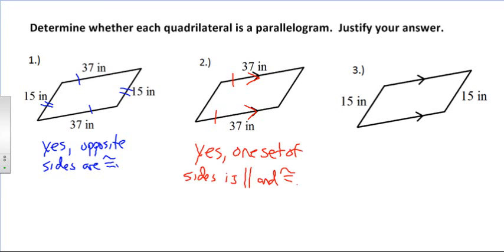In problem number three, I have one set of sides here congruent to each other, and I have the other set of sides parallel. Now, of the 5 ways we just talked about to show that something is a parallelogram, having one set parallel and one set congruent is not one of those 5 methods, so the answer here would be no. Now I could explain that it wasn't one of those methods, or I could draw a counter example. I could have another object where one set of sides is parallel and one set of sides is congruent, and that thing is not a parallelogram, that's actually a trapezoid.